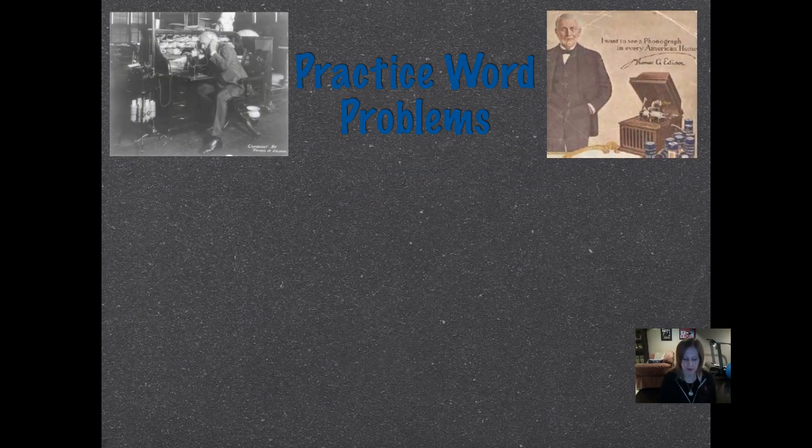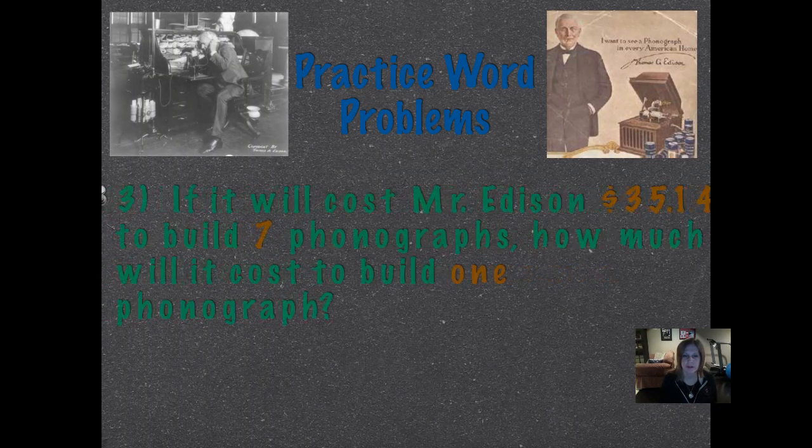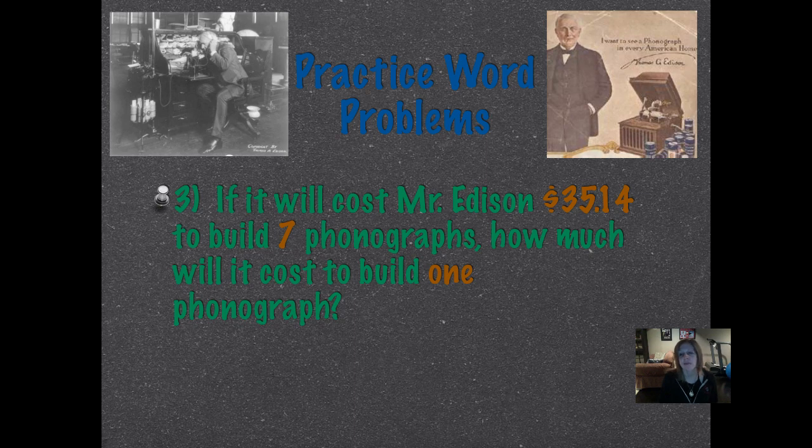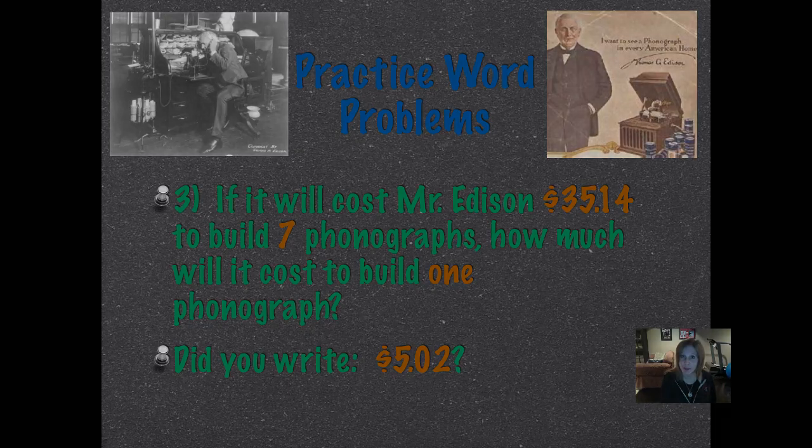So we're going to practice a word problem now. Number 3. If it will cost Mr. Edison $35.14 to build 7 phonographs, those are like old-timey record players, how much will it cost to build 1 phonograph? So work that division problem and then push play when you're ready. Did you write $5.02? Let's see how we did that one.